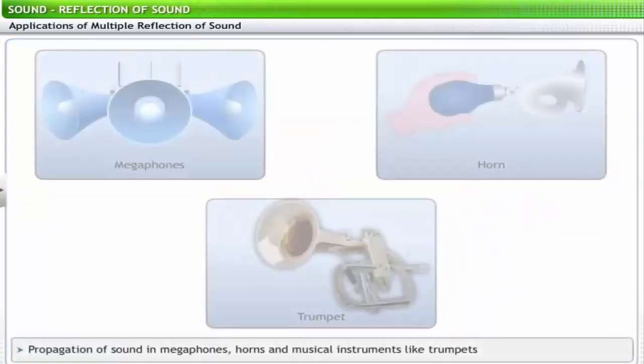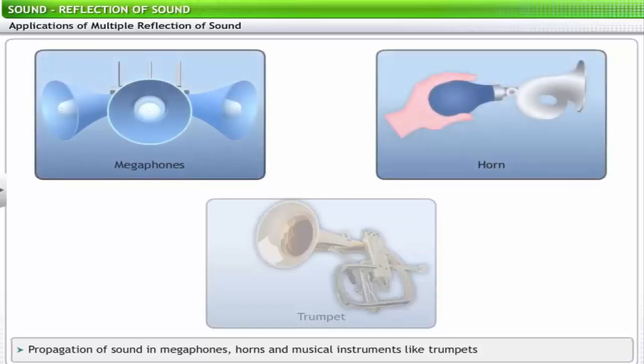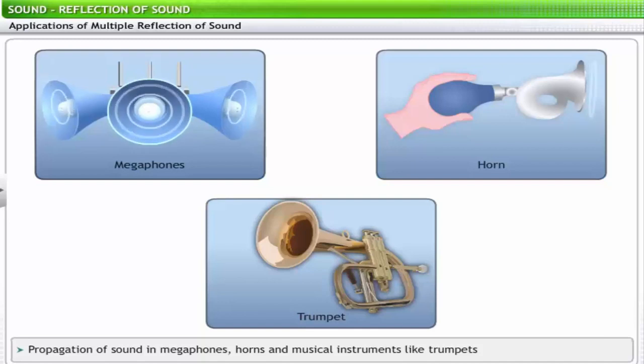There are various other applications of multiple reflections. Megaphones, horns, and musical instruments like trumpets are designed to magnify the amplitude of the sound and reflect and propagate sound waves in a particular direction.